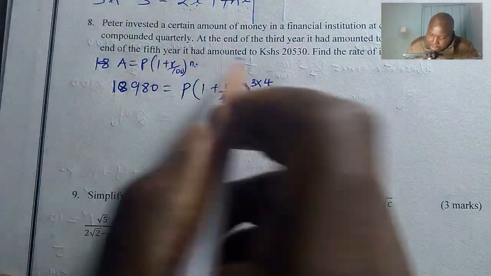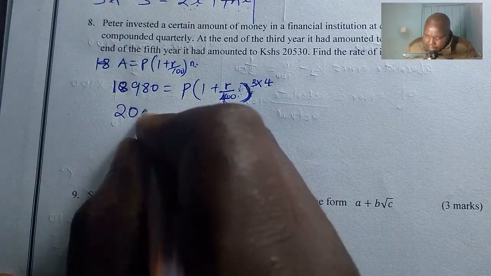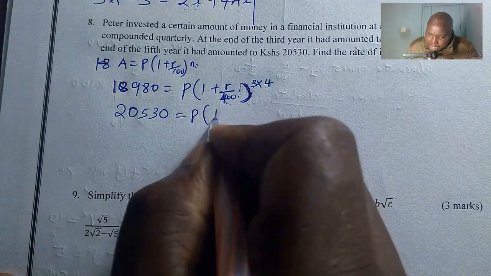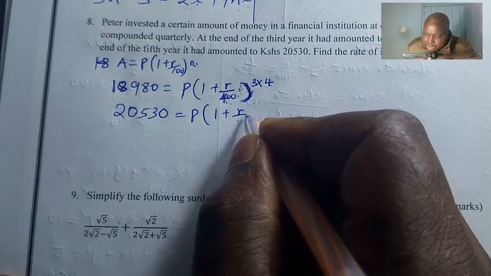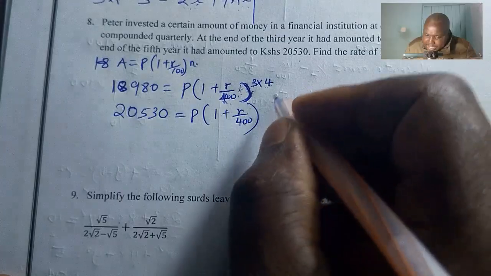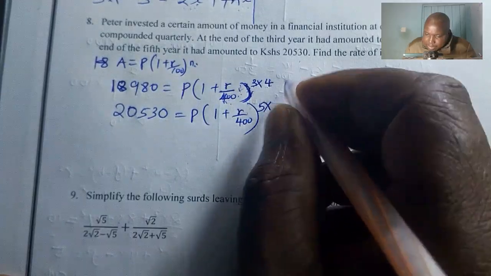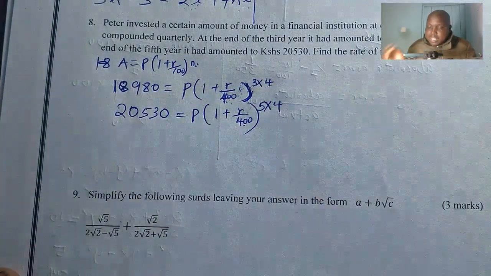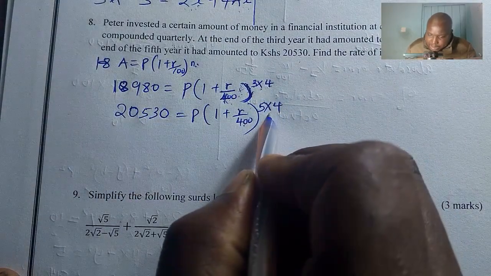The second amount is 20,530, which is equal to principal times (1 plus r over 100), but it is compounded quarterly, so a quarter of 4 times 100 is going to be 400. Then our n is the end of the 5th year, that is 5 times 4. So now we will have this expression. This one is going to be 12, and this one is going to be 20.